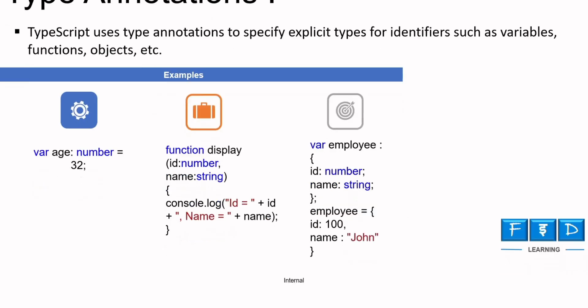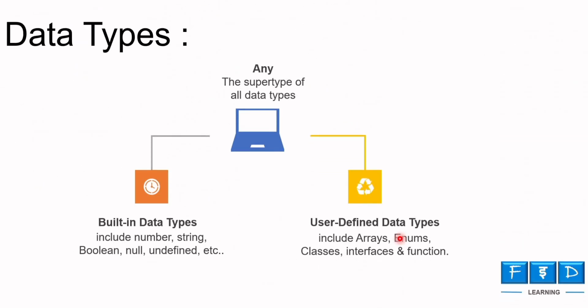Okay. Next, we will see the data types. What are the basic data types available in TypeScript? When you create a variable, you are planning to give it a value. But what kind of value it can hold depends on the variable's data type. So the first data type is any. Any is a special data type. Also, we can say any is a super data type of all data types. If a variable is declared with any data type, then any type of value can be assigned to that variable.